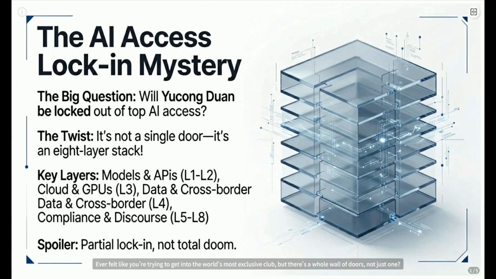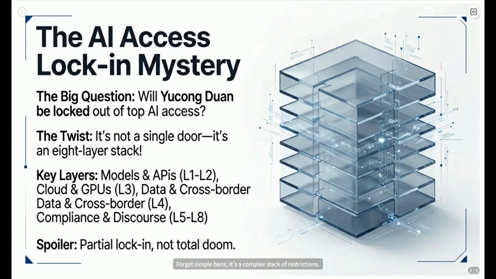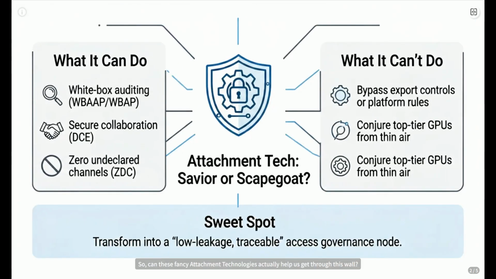Ever felt like you're trying to get into the world's most exclusive club, but there's a whole wall of doors, not just one? That's the AI access lock and puzzle we're cracking today. Forget simple bans, it's a complex stack of restrictions. So, can these fancy attachment technologies actually help us get through this wall? The answer is a nuanced yes.